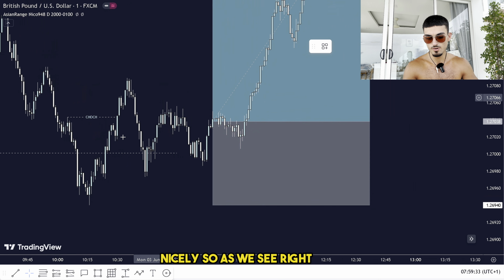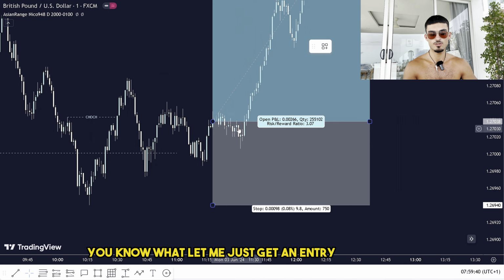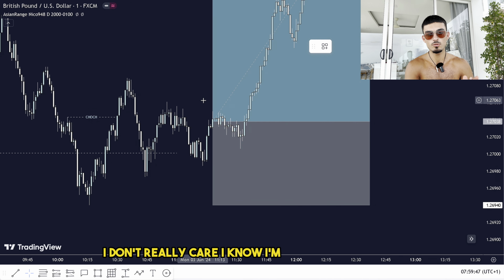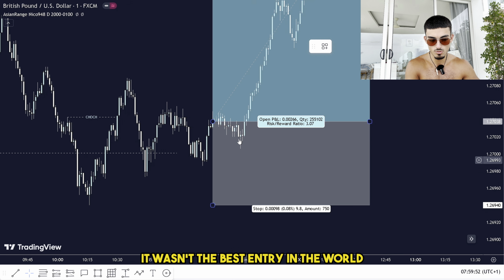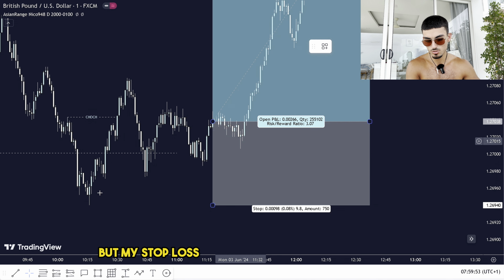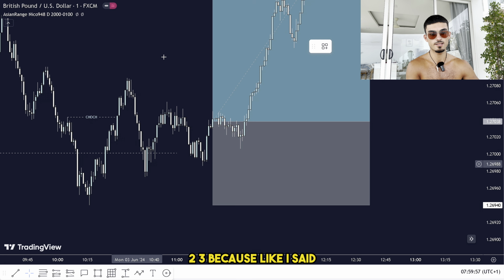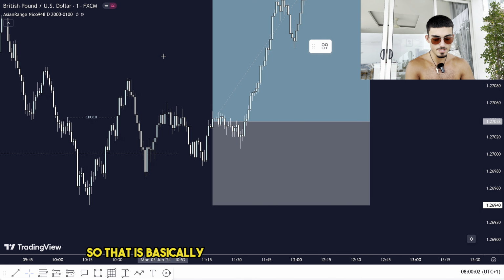So as we see right here, price just consolidated around this point. And around this time, I just decided, you know what, let me just get an entry, because like I said, guys, if my entry is 10 pips instead of 8 pips, if it's a bit bigger than I want, I don't really care. I know I'm going to be in a good trade regardless, and I'll still make money. So I entered here, around this point. It wasn't the best entry in the world. It was a little bit late, but my stop loss covered this low right here. And I targeted a 1 to 3 because, like I said, that's all I needed to pass my ACG phase 1 account. So that is basically the trade done, guys.